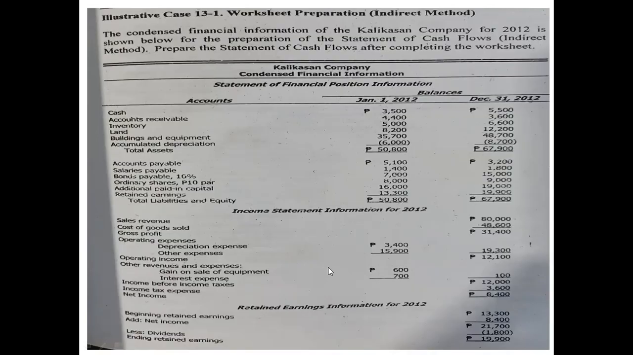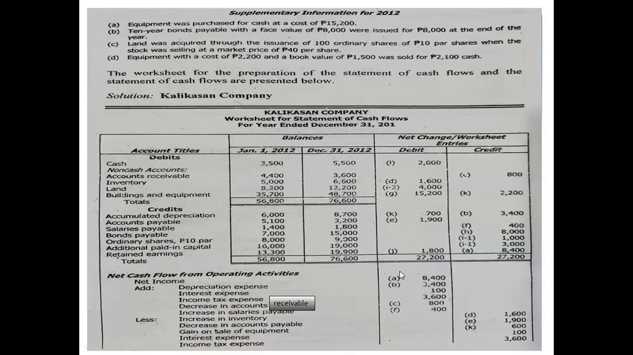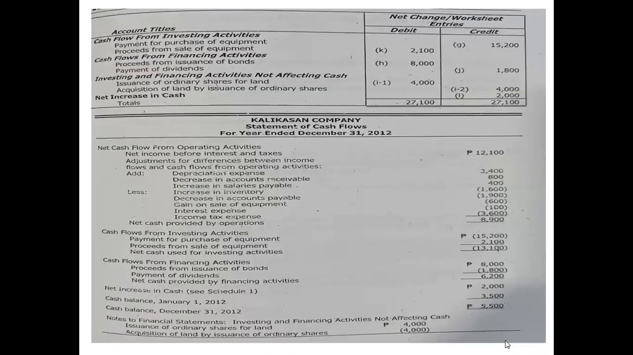And then we have gain on sale of equipment of 600. Interest expense of 100. Interest expense here. And then there's the income tax expense of 3,600. Now, so we have here the net change or worksheet entries for the account.